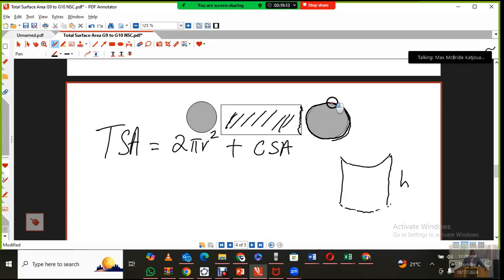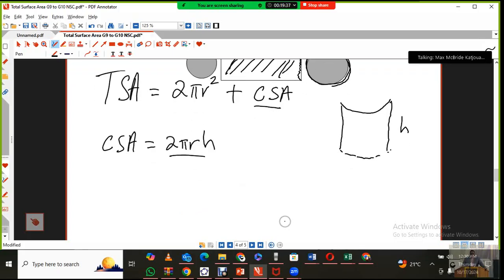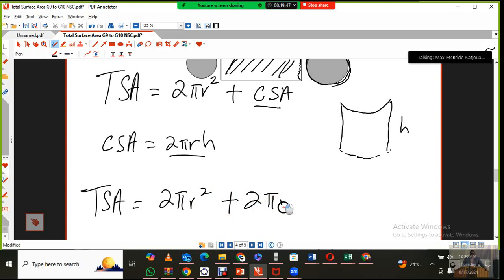It's called what? Circumference. Can you see that? So the curved surface area is the circumference, which is 2 pi r times the height, so this comes in this place. And if you have all of that, that is why I said it's very difficult to try to remember this formula. You also have to consider whether the shape is closed. So it's 2 pi r squared plus 2 pi rh.